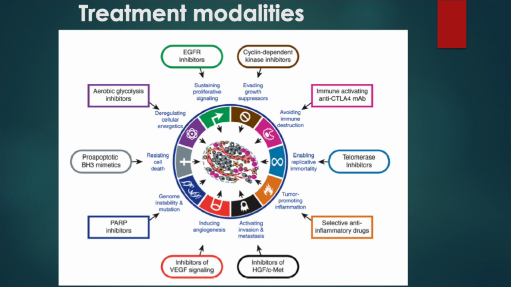So what are the different types of treatments that are available currently? You can think about antibody therapies, telomerase inhibitors, anti-inflammatory drugs, inhibitors of growth factors, inhibitors of vascular endothelial growth factors, inhibitors of PARP, and inhibitors of glycolysis. So what is glycolysis? That is what we will learn today.